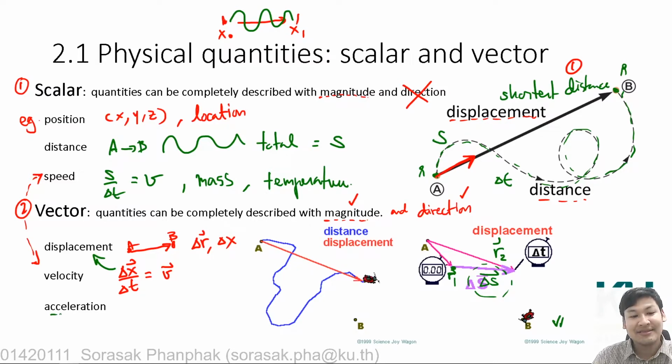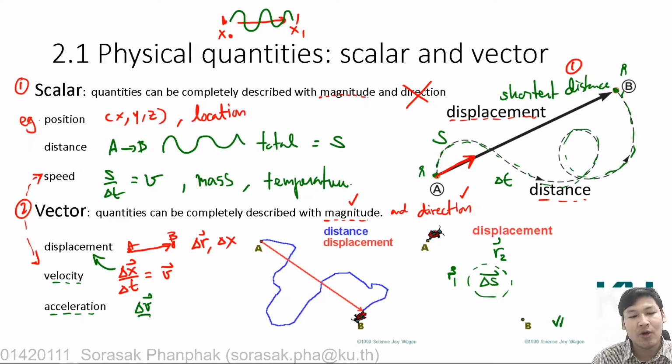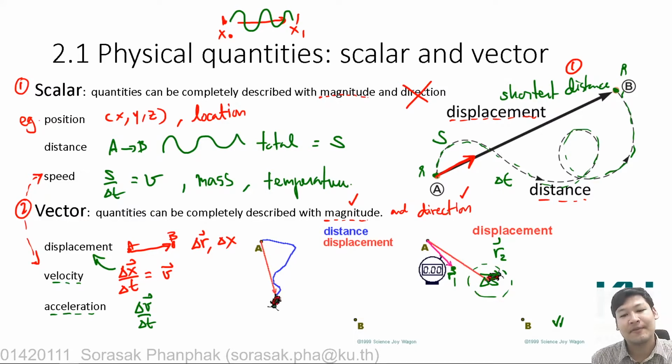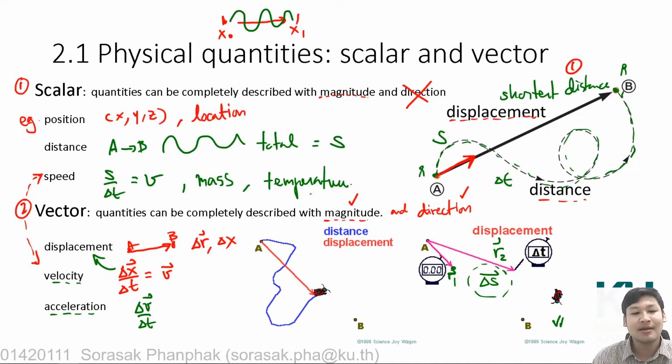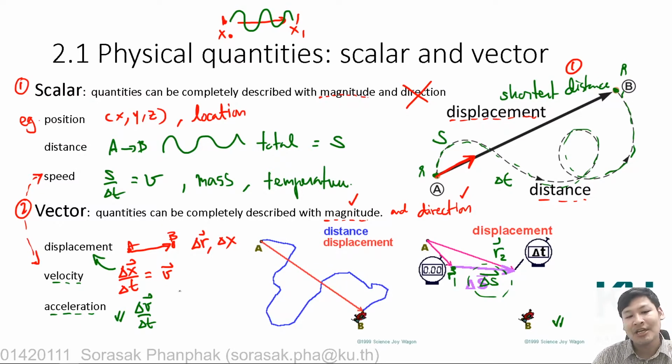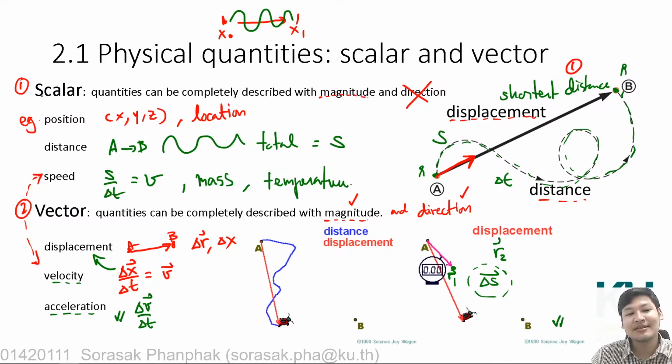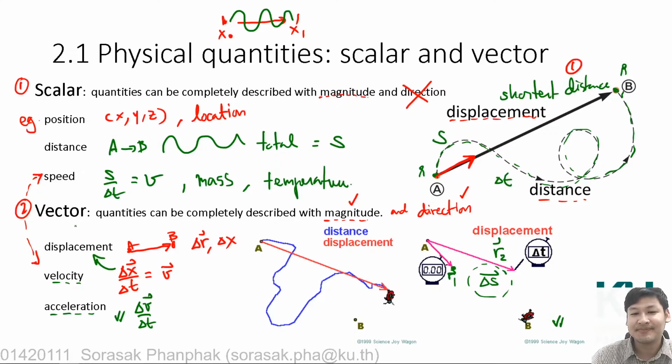And how about the acceleration? Acceleration is the change of the velocity over time. So when the direction of the velocity changes, or the magnitude of the velocity changes, you can find the acceleration. So it's an increase or decrease of the velocity in time. This is the difference between scalar and vector quantities.